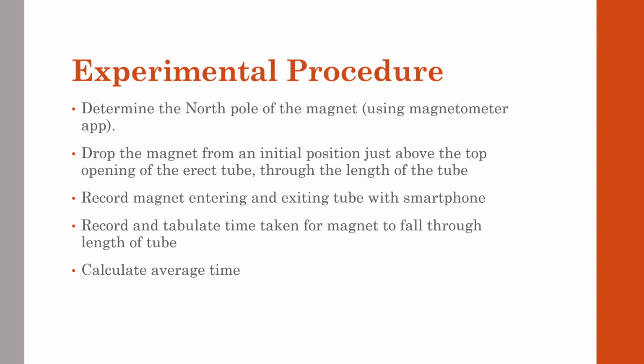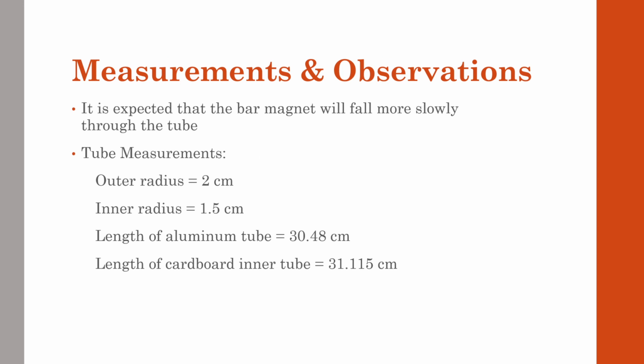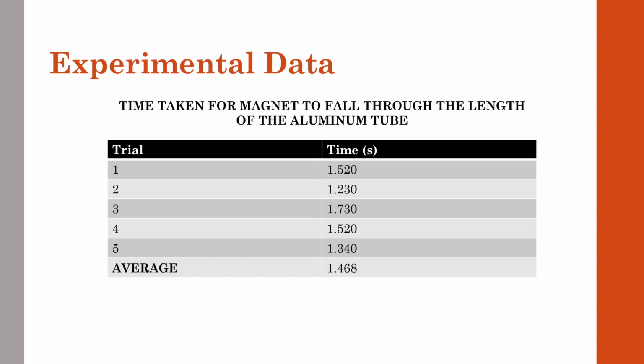Now the experimental procedure included determining the north pole of the magnet, dropping the magnet from an initial position just above the top of the opening of the tube, allowing the magnet to fall through the tube, recording and tabulating the time taken for the magnet to fall through the tube, and then calculating the average time. We expected that the bar magnet would fall more slowly through the tube. The measurements that had to be taken were the outer radius, inner radius, length of the aluminum tube, and the length of the cardboard inner tube as shown.